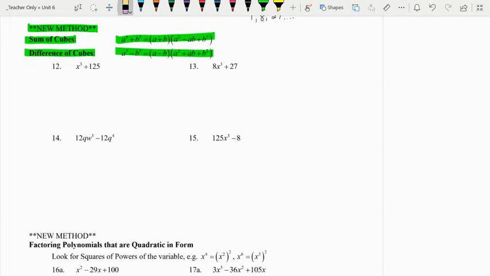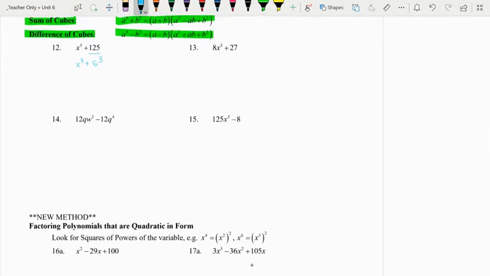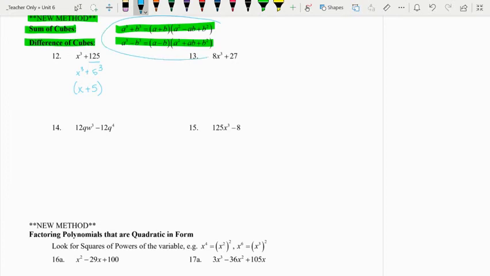Okay, so looking at the first one, we have to think, okay, 125 is what to the third? Well, it's actually 5 to the third power. Okay, so now that I know both of these are perfect cubes, I can start writing out my formula. Essentially you take the cube root of it, so you'd be left with x plus 5. Because the first one is a plus, that means my next sign is a negative. If you look back up to these equations, there's only one minus in either one of them. So it's either the first or the second.